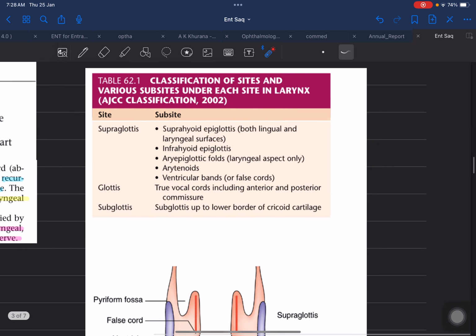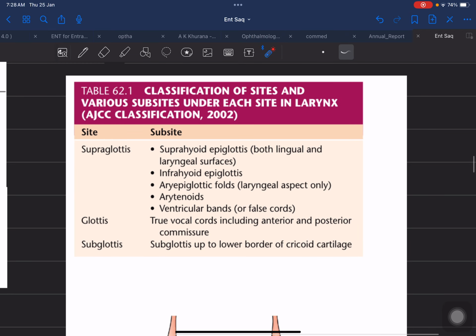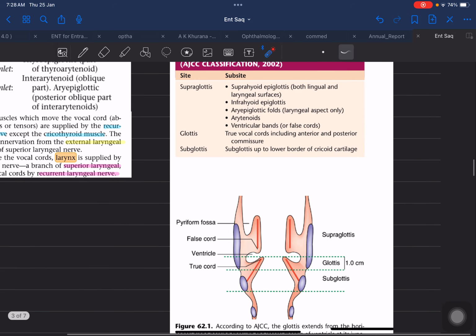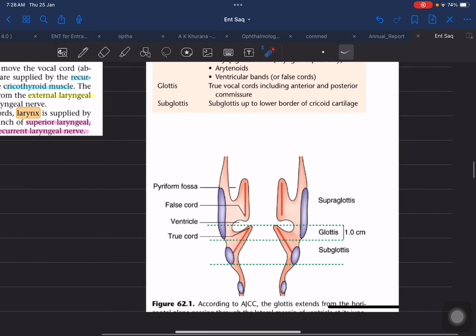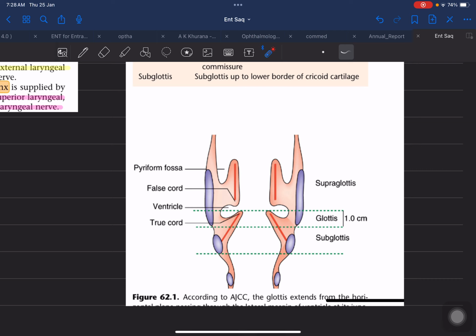Now moving toward the next question. The next question is very popular, and it asks to mention the subdivision of the larynx, or mention the site and subsite of the larynx. This is asked several times. Talking about site and subsite of the larynx, the first thing is we need to know about this diagram. Here in this diagram, the larynx is divided into three divisions: glottis, supraglottis above and subglottis below.